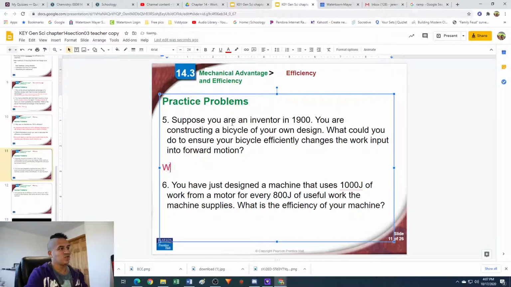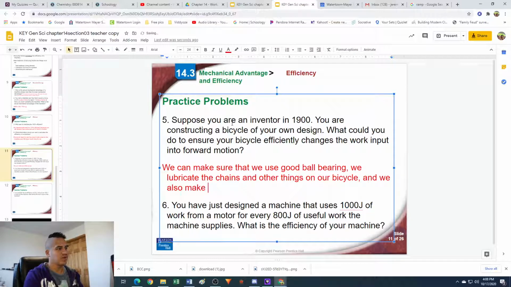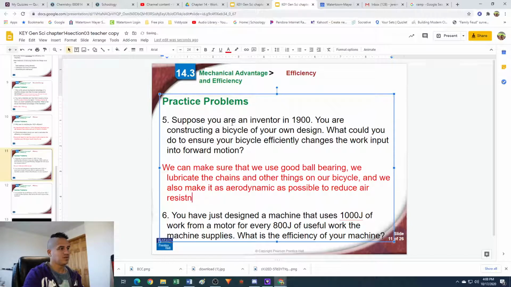So we can say we can make sure that we use good ball bearings. We lubricate the chains and other things on our bicycle, and we also make it as aerodynamic as possible. Okay, we can say to reduce air resistance. So all of those things will essentially make our bicycle more efficient.